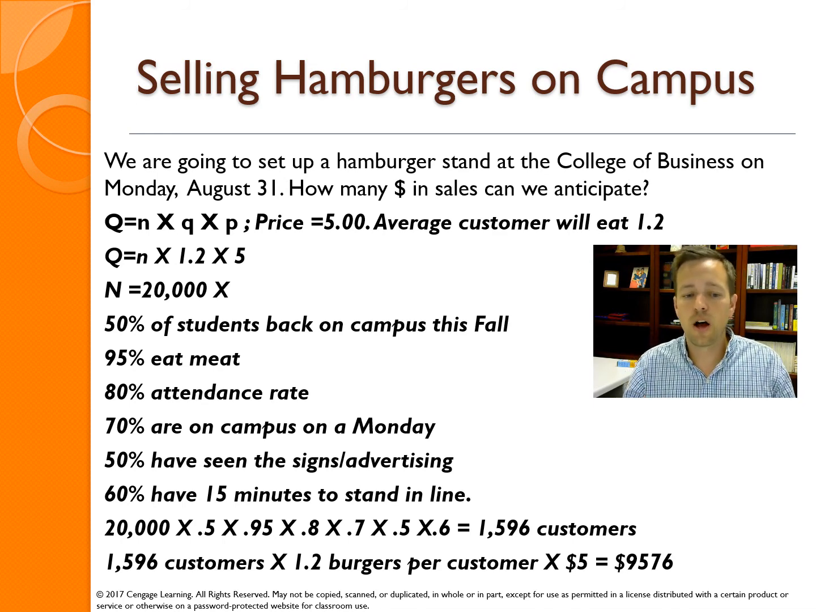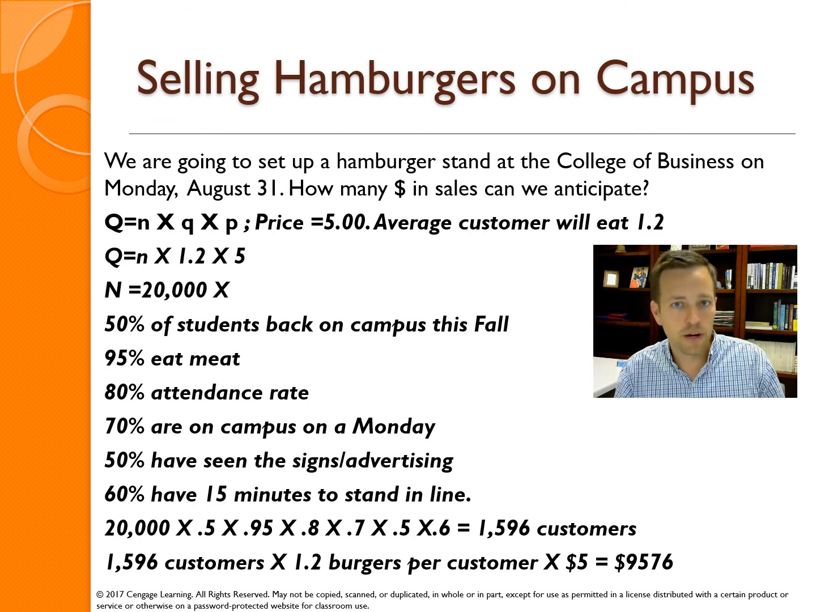And also to always multiply. There's no addition involved here. I've seen students that will multiply 20,000 times 0.5 plus 20,000 times 0.95 plus 20,000 times 0.8. I've actually had some students give me a number bigger than 20,000 after they do all of this. That would be the incorrect way to do it.